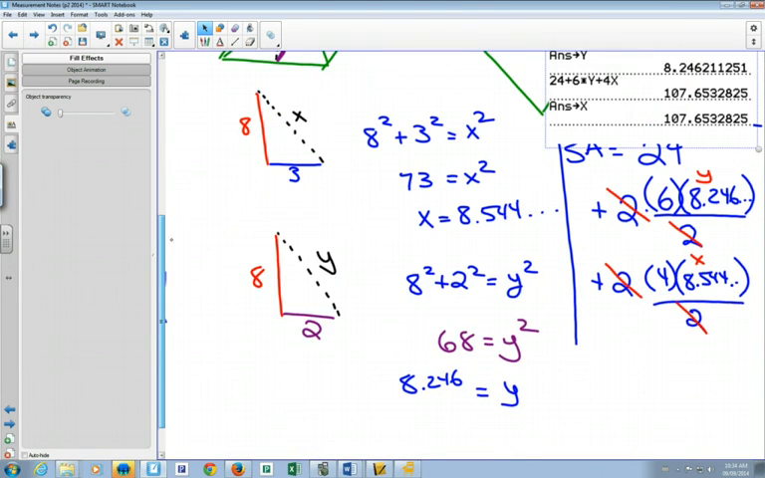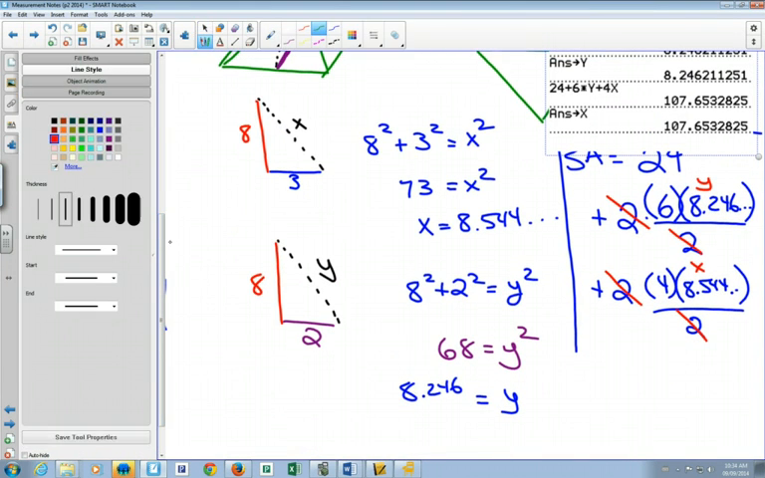So the total surface area, and the question said to the nearest meter, right? So we can go to our approximation sign, be 108 meters squared.